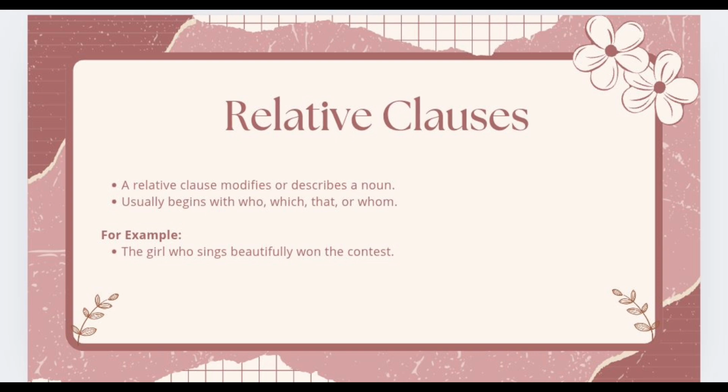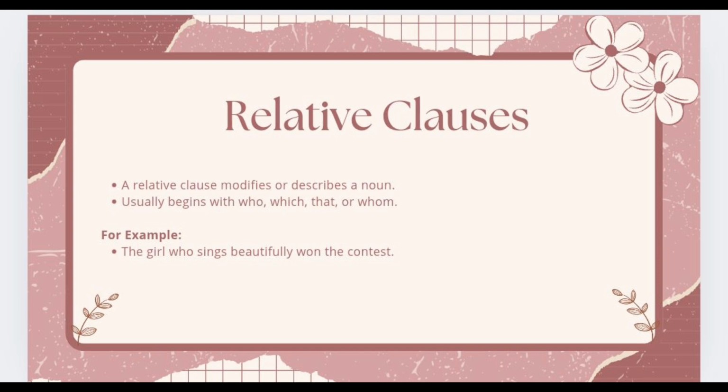So, a relative clause gives extra information about a noun. A noun is a word that names a person, place, thing, or idea. So, it describes or identifies it more clearly. These clauses usually start with words like who, which, that, or whom.